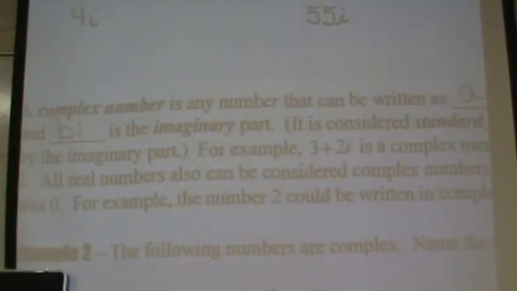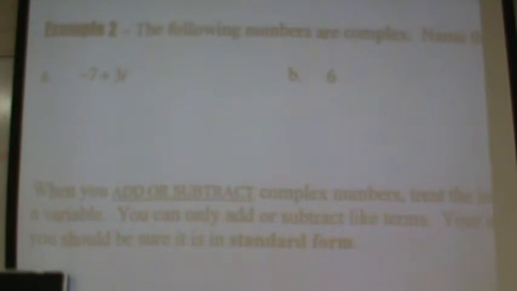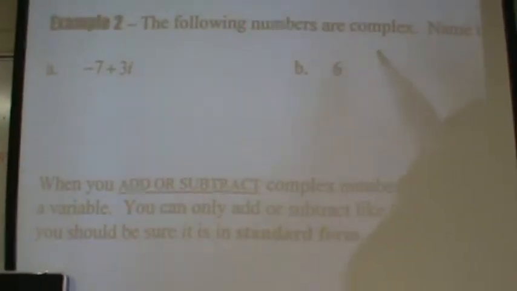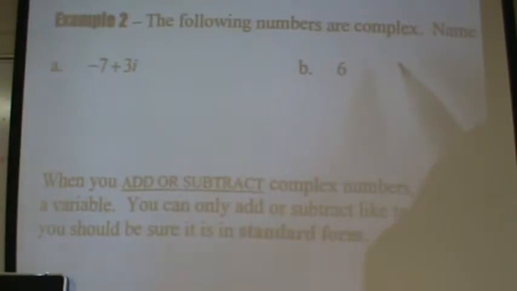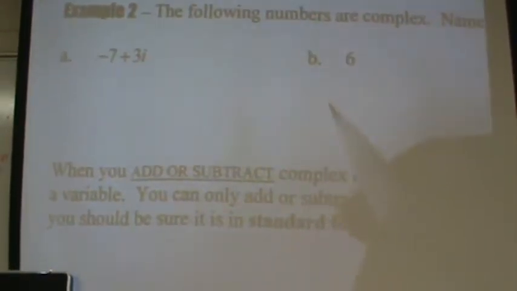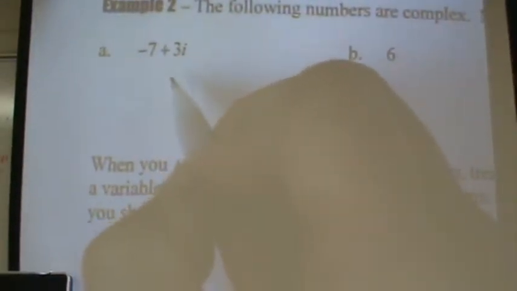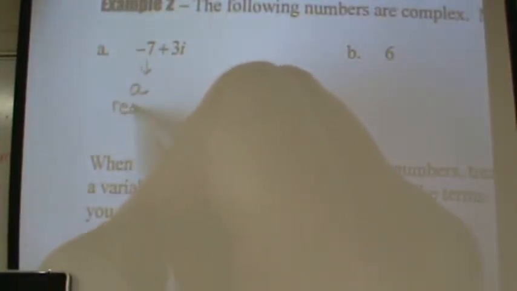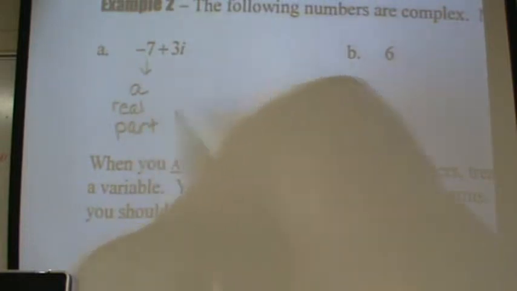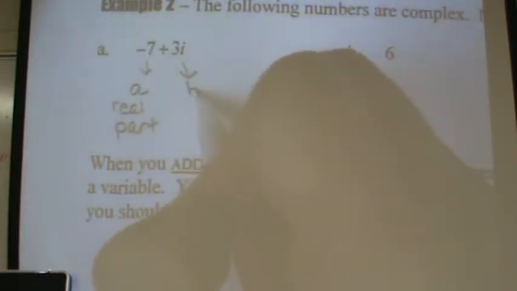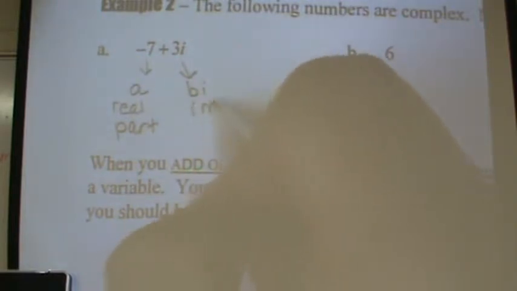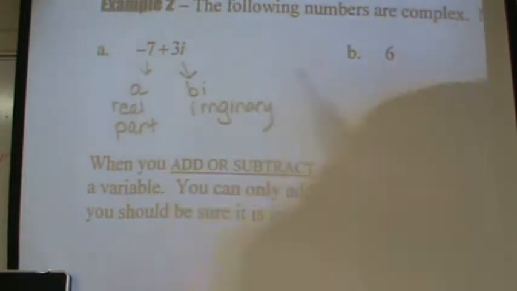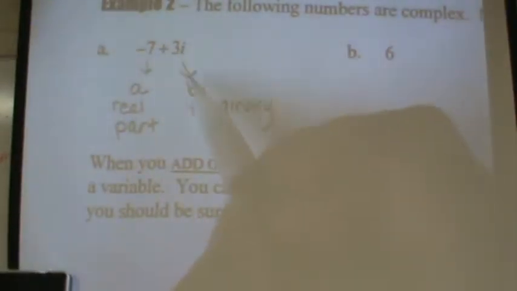So now, I want you to look at these. These are complex numbers. And I want you to make them in the a plus bi format. I want you to tell me what's the a value, what's the real number, and what's the imaginary. So look at this one, a. Tell me what the real part is. It's the negative 7. That's the real number. That's the real part. What's the imaginary? Right here. So a is negative 7, b is 3, i is i.